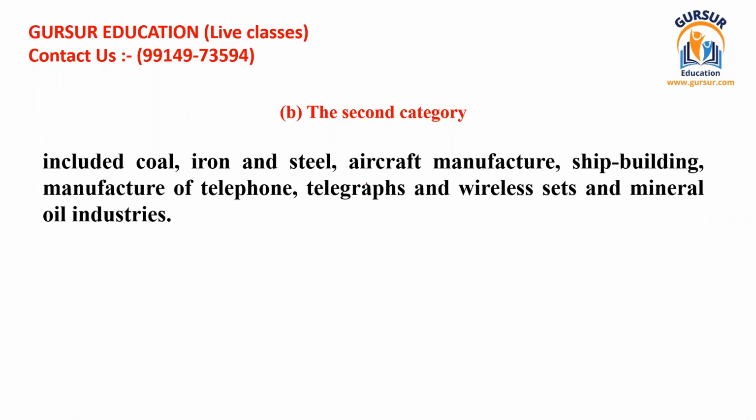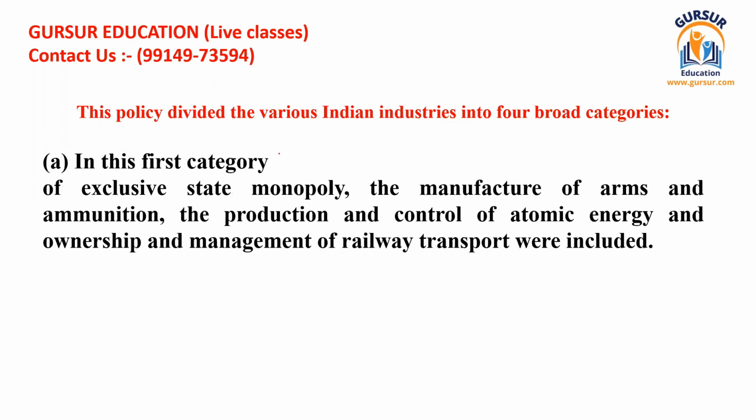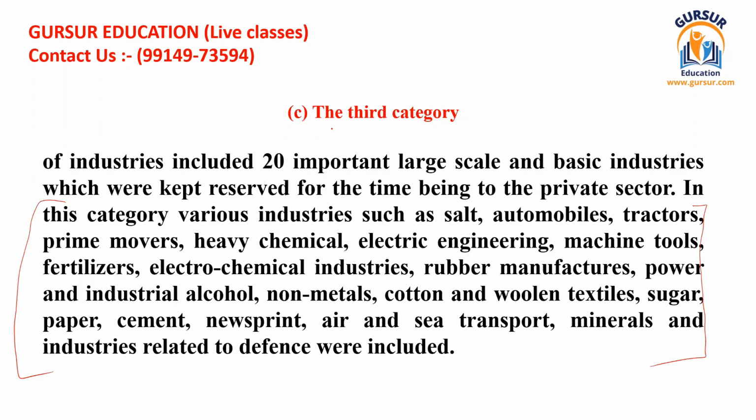It is very obvious that things like arms, ammunition, and atomic energy, and after that the privatization of telephone, telegraph, and mineral industries, is being done right now only. But at the time when we got independence, all the industries of the first category and majorly the second category were only in the hands of the government. And for the third category, for the first time they were given to the private sector as well, so that private entrepreneurs could be encouraged.